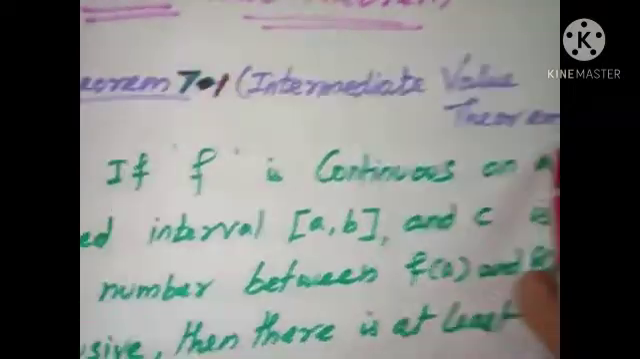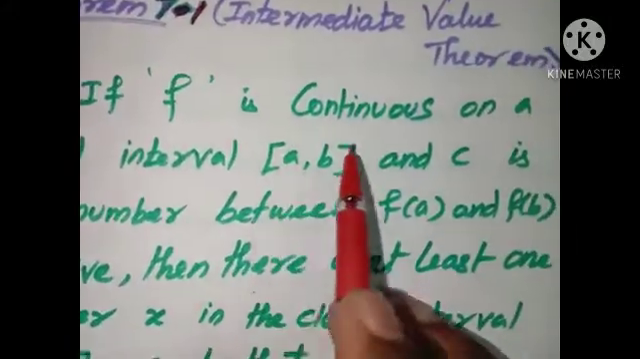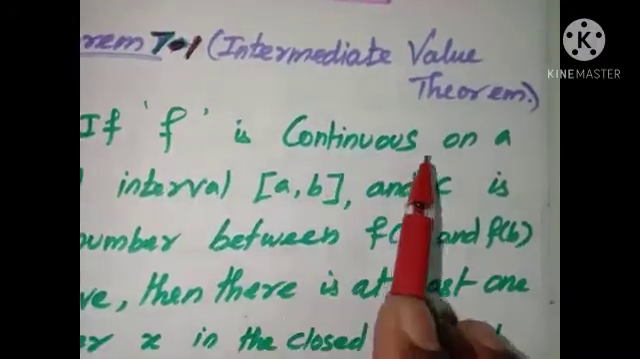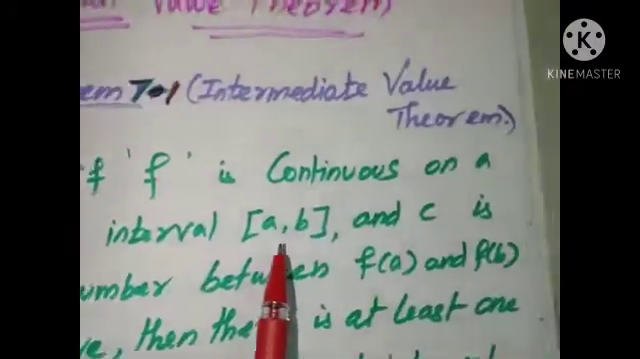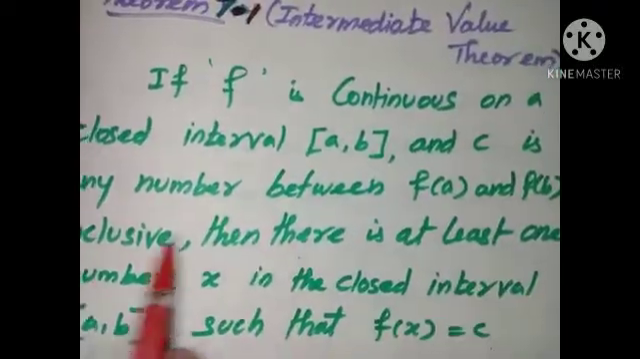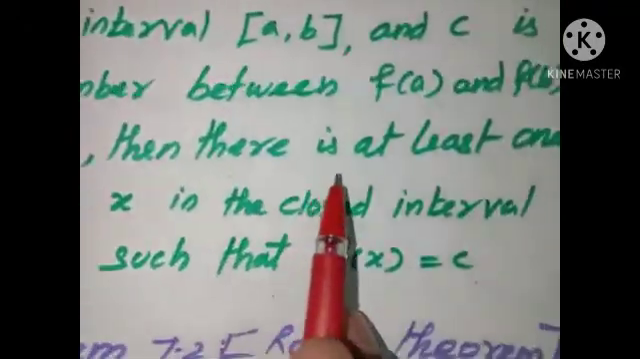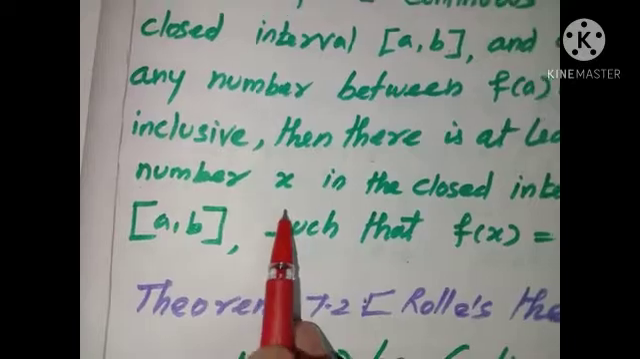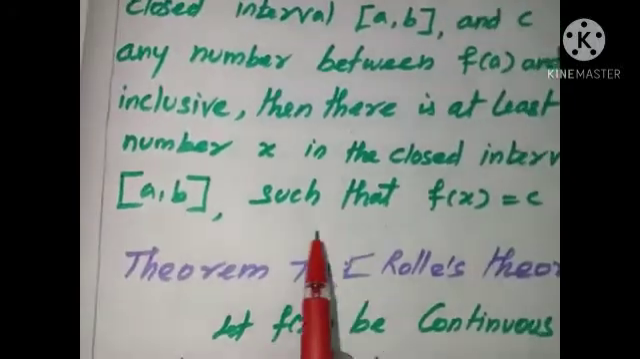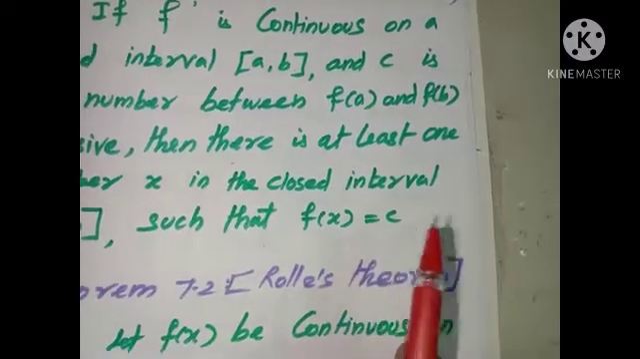Intermediate value theorem: if f is a function that is continuous on a closed interval [a, b], and c is any number between f(a) and f(b) inclusive, then there is at least one number x in the closed interval [a, b] such that f(x) = c.